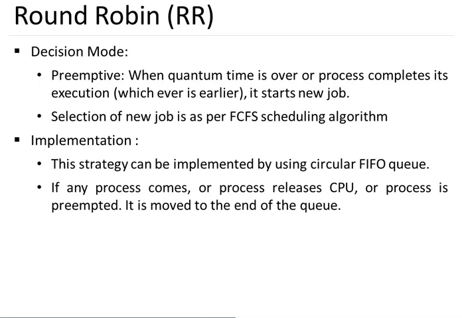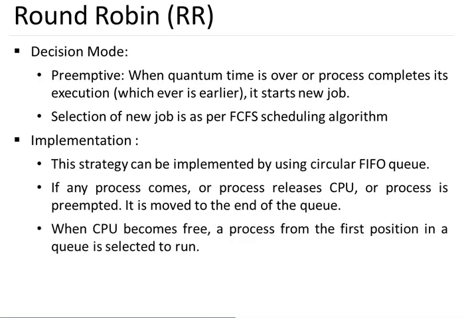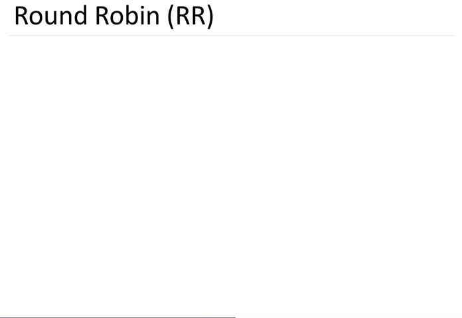If any process comes, or a process releases the CPU, or a process is preempted, it is moved to the end of the queue. When the CPU becomes free, the process from the first position in the queue is selected to run.